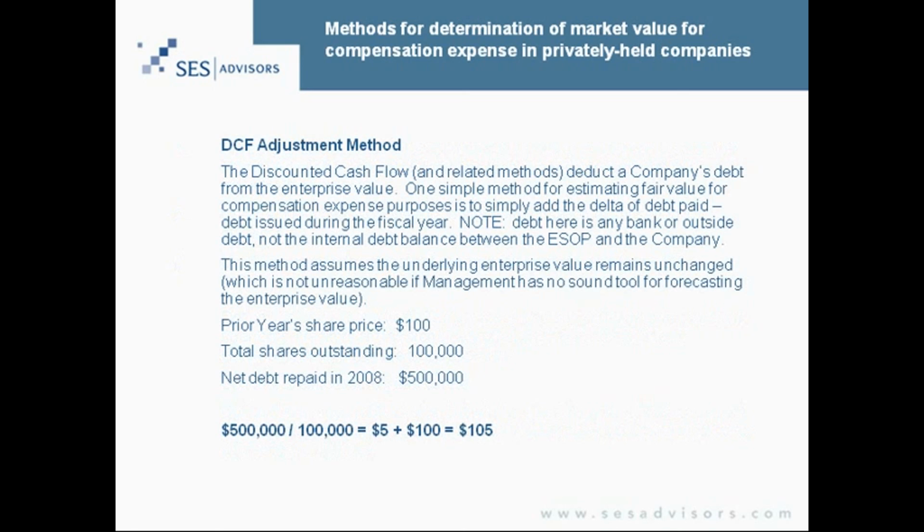When our company is valued on a discounted cash flow model or related models where debt is deducted after an enterprise value is determined, one simple method for adjusting last year's appraisal is to simply look at the principal repaid, the debt repaid during a fiscal year. And of course, that's the net debt repaid. If we've taken on more debt and paid down some ESOP debt, we want the delta. We're looking for the net repayment of debt during the year. And then we're simply adding that back to the prior year's share price, essentially isolating the enterprise value from the analysis and looking only at the debt repaid.